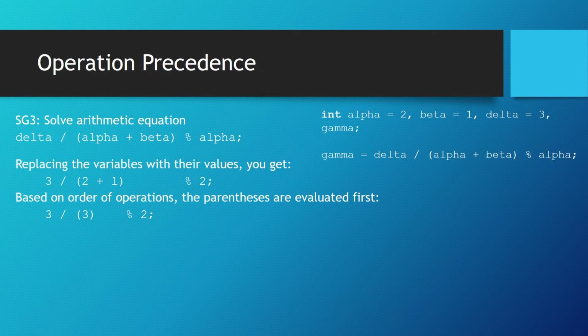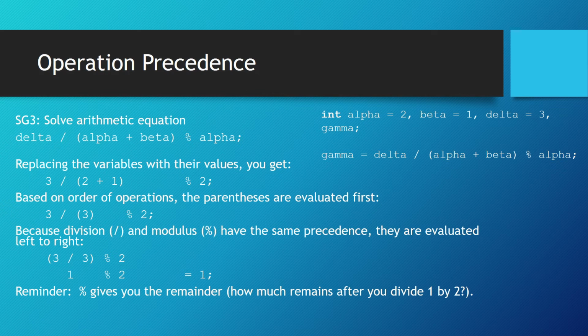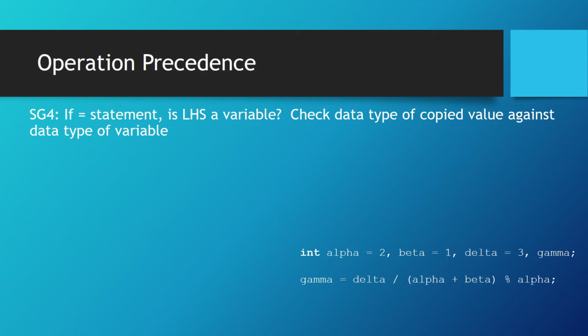Division and modulus have the same precedence, so they are evaluated left to right. 3 divided by 3 equals 1. Mod 2 equals 1. A reminder, mod gives you the remainder. If I have 1 apple and I take away all groups of 2 apples, how many apples do I have remaining? Only 1.